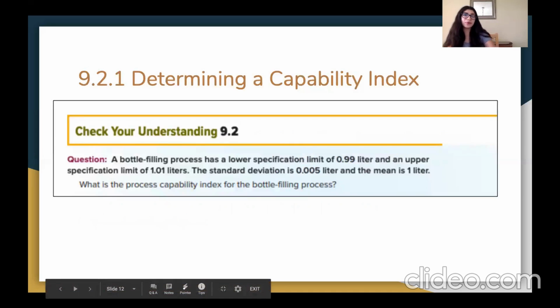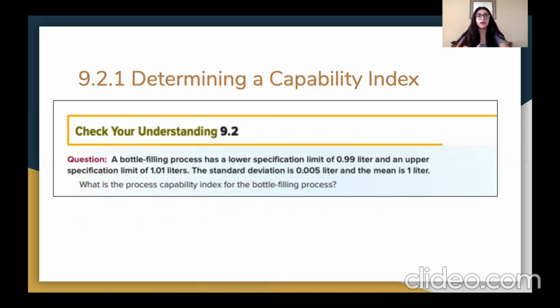Here's another example in which we can see our learning for the process capability index. You can stop here if you would like to try on your own, but I will be explaining it. A bottle filling process has an LSL of 0.99 liters and a USL of 1.01 liters. The standard deviation is 0.005 liter and the mean is 1 liter. What is the process capability index for the bottle filling process?